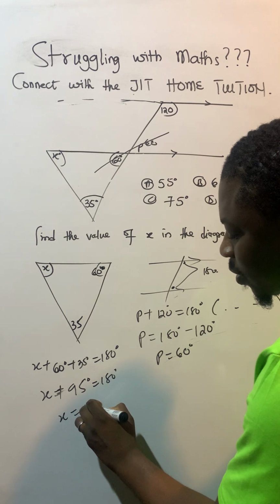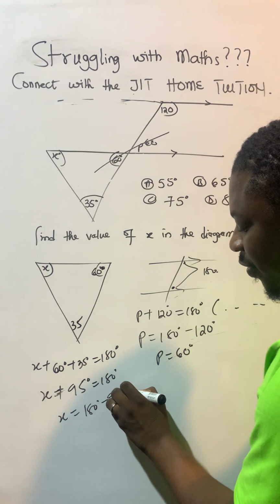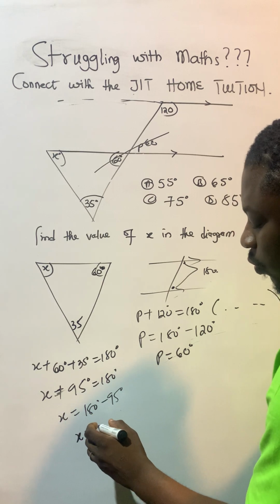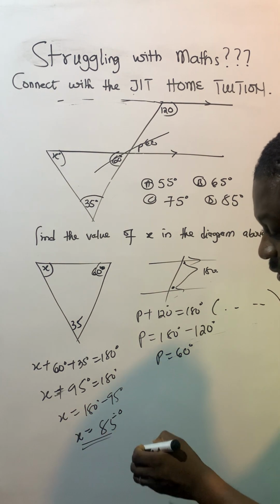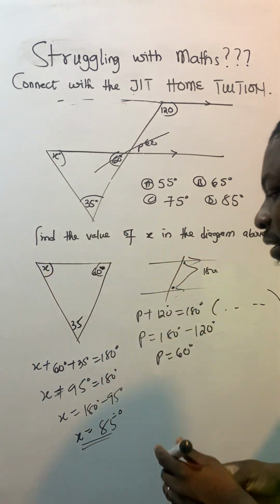x is equal to 180 minus 95. x will be equal to 85 degrees. Then you have it this way as your value for x.